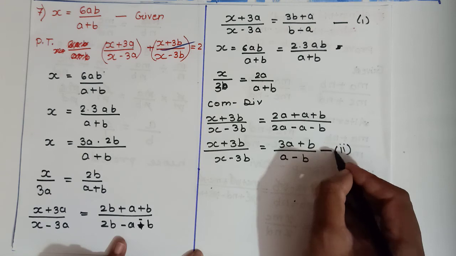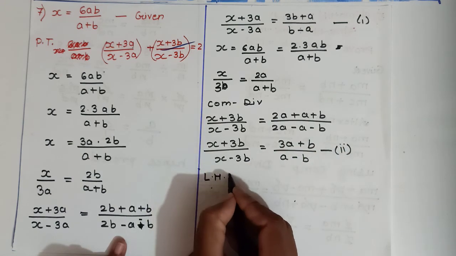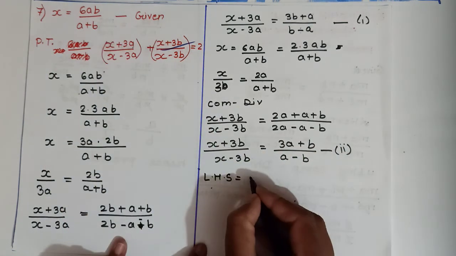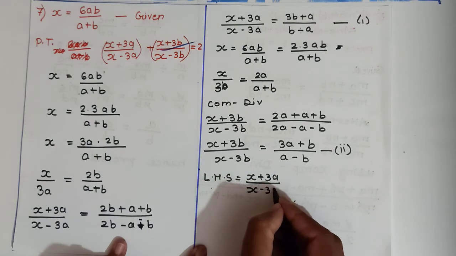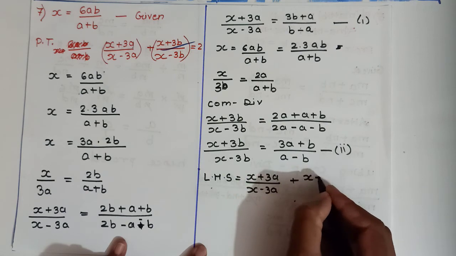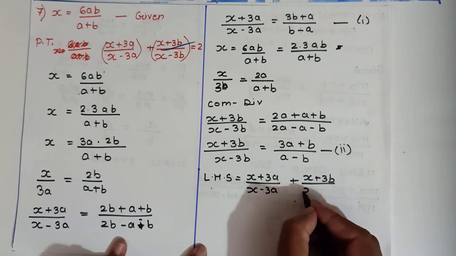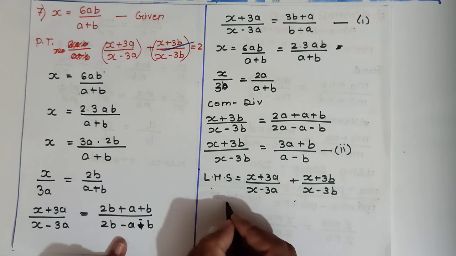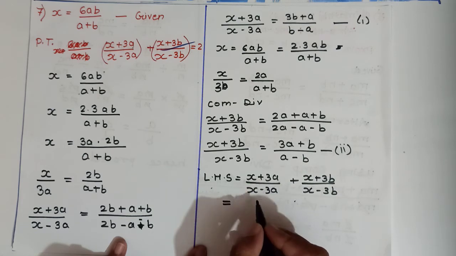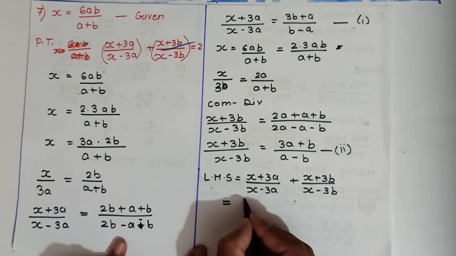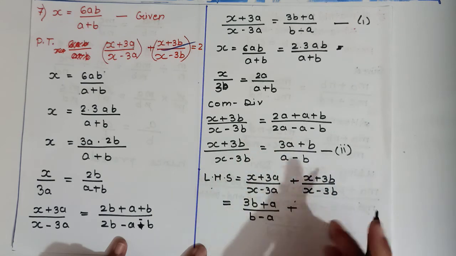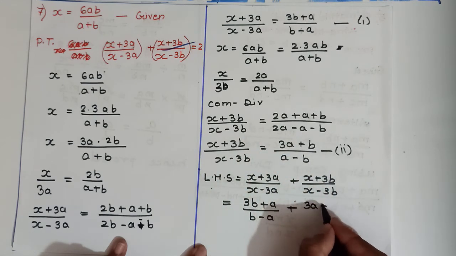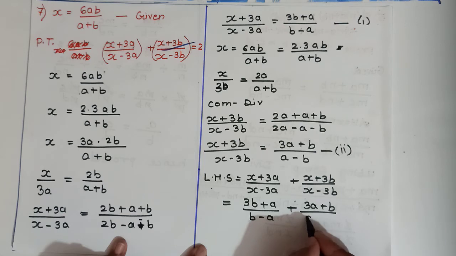Now here these values, from 1 and 2, I will substitute in my LHS. Okay, what is my LHS? x plus 3a divided by x minus 3a plus x plus 3b divided by x minus 3b. So I am substituting it. In place of the first term, from 1 I have substituted this, and here 3a plus b divided by a minus b.